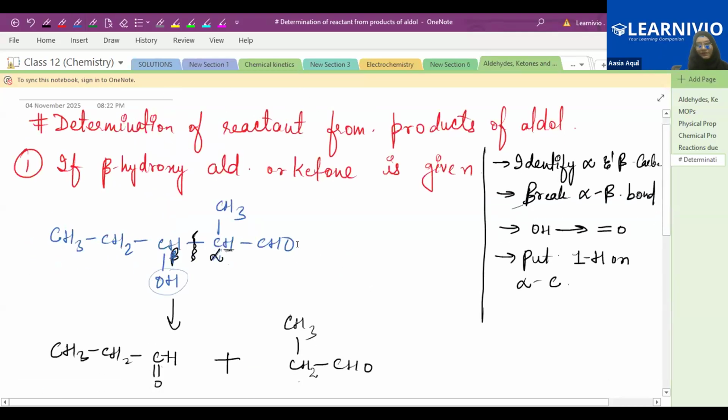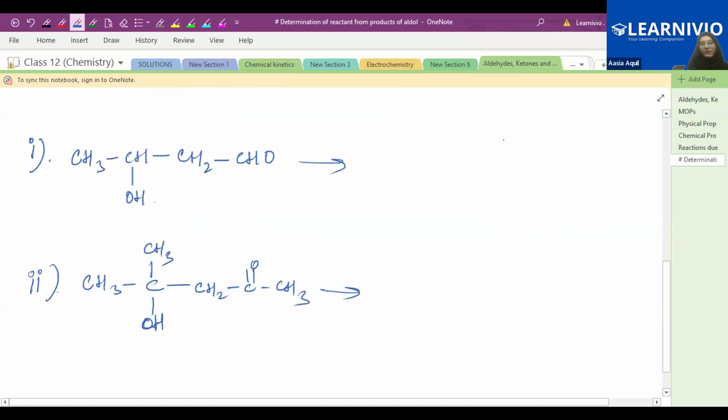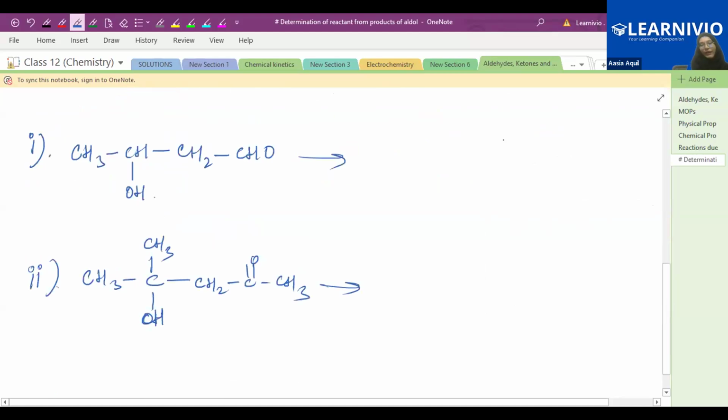You can see the steps. These are the steps. First, identify the alpha and beta carbon. Then just break the alpha and beta bond. Convert the OH to a CO group, carbonyl group, and add one hydrogen to the alpha position. And you have to tell me what is this, whether it's a product of your self condensation reaction or cross condensation.